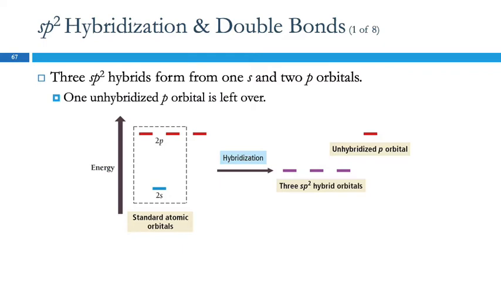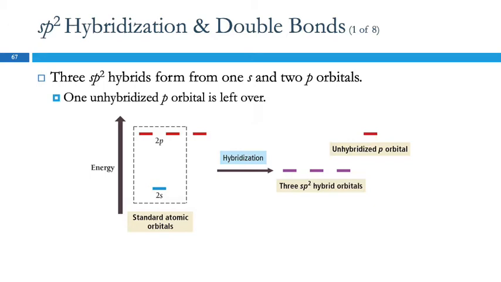Well, what if we take the s orbital and hybridize it with only 2 of the p orbitals? Then we will get 3 hybrid orbitals, because we're 1, 2, 3. We're taking 3 atomic orbitals, hybridizing them. We get 3 hybrid orbitals. And then what about this p orbital here that's left? Nothing happens to it. It just stays the same.